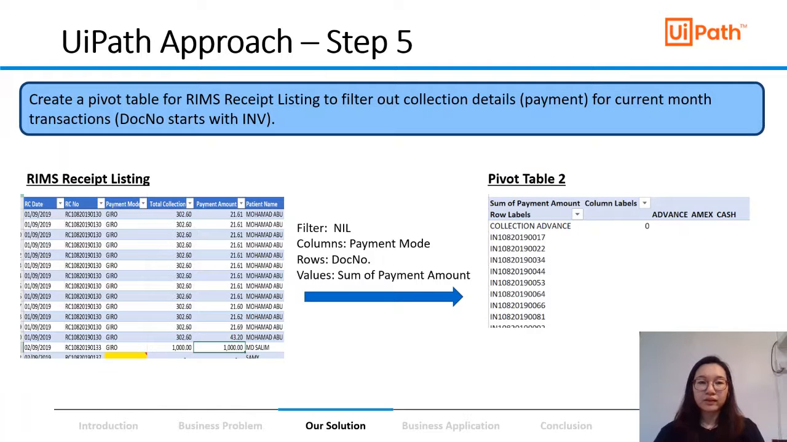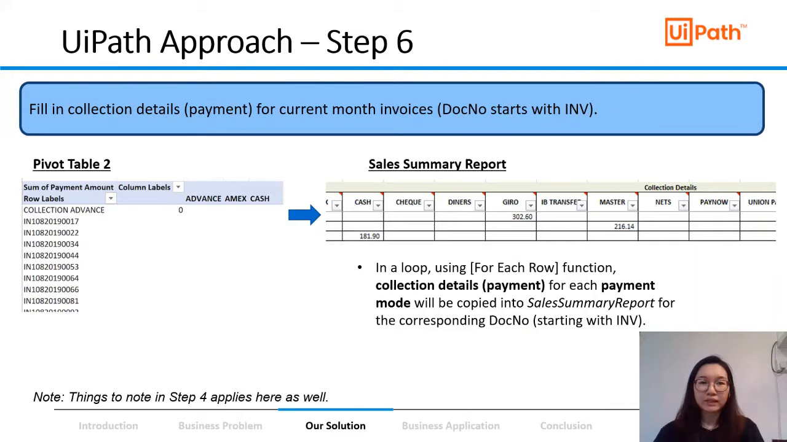Thank you, Fion. Next, for step 5, we'll create a pivot table for RIMS receipt listing to filter out collection details for current month transactions. These are document numbers that starts with INV. So to do so, the columns will be set as payment mode, rows as document numbers, and values as sum of payment amount. Next, we will fill in the collection details for current month invoices. So in a loop, using the for each row function, the collection details for each payment mode will be copied into the sales summary report for the corresponding INV numbers. Note that the things to note in step 4 applies for step 6 as well.